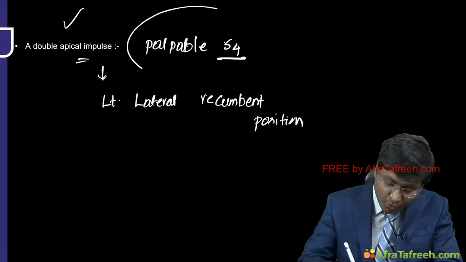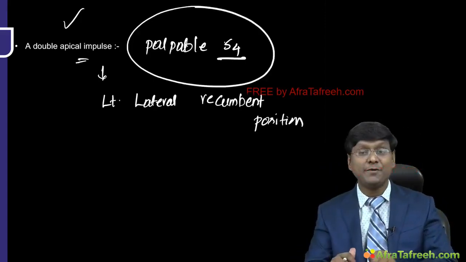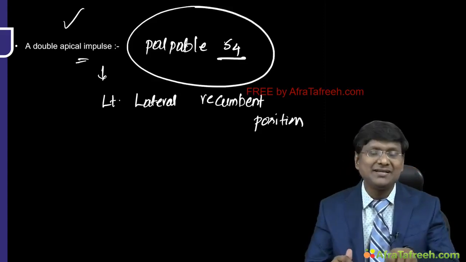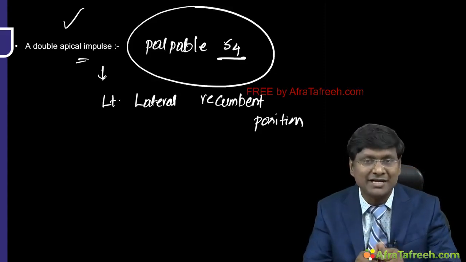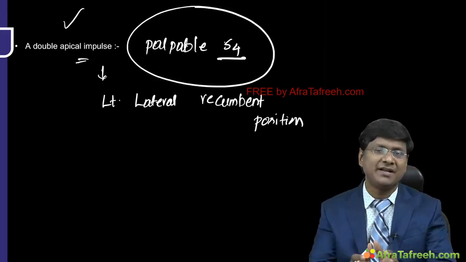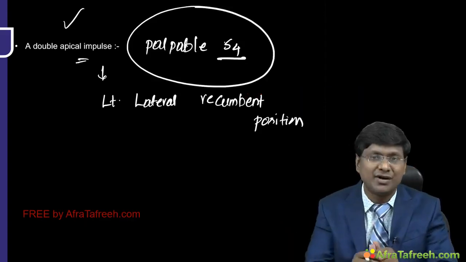I have already told you why you have this palpable S4. Because the atrial contraction is not a normal atrial contraction here. It's a stronger left atrial contraction and a stronger right atrial contraction.